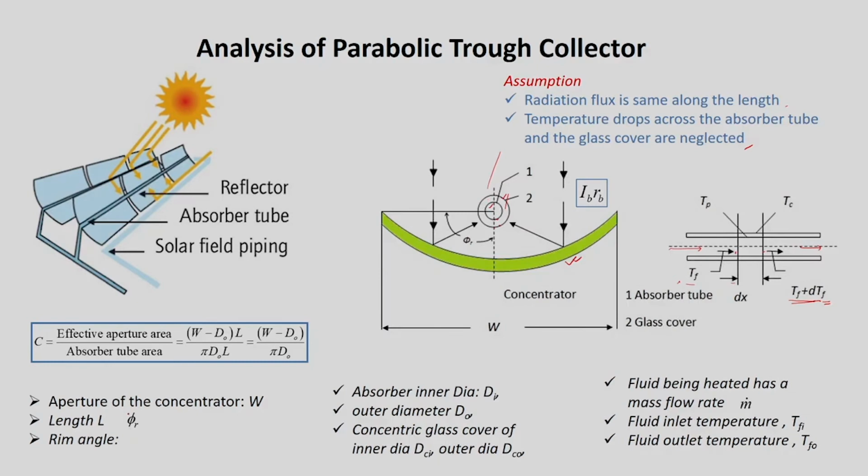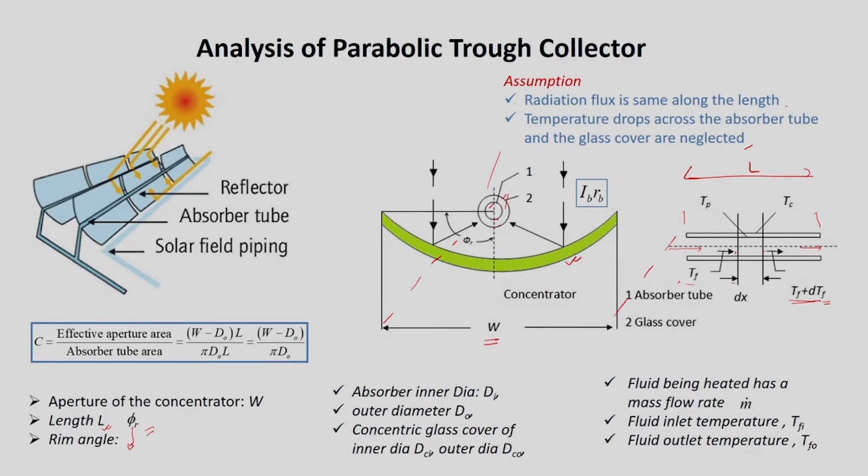The aperture of the concentrator is W, which is represented here, and the length of the tube is L. So this length is L, along the length of the tube. And the rim angle is phi r, so this is the phi r.